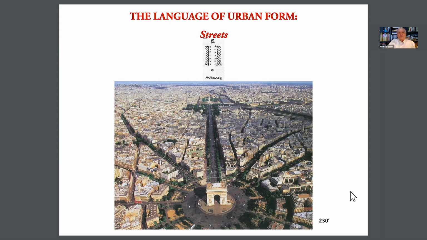This is precisely the system of the Avenue des Champs-Élysées in Paris. Here it is leading from the Louvre back out to the Arc de Triomphe. It is 230 feet wide, but it's articulated into smaller spaces by the trees.